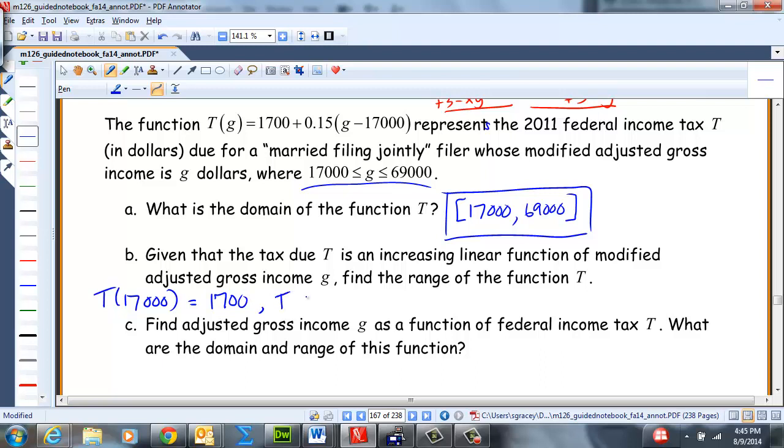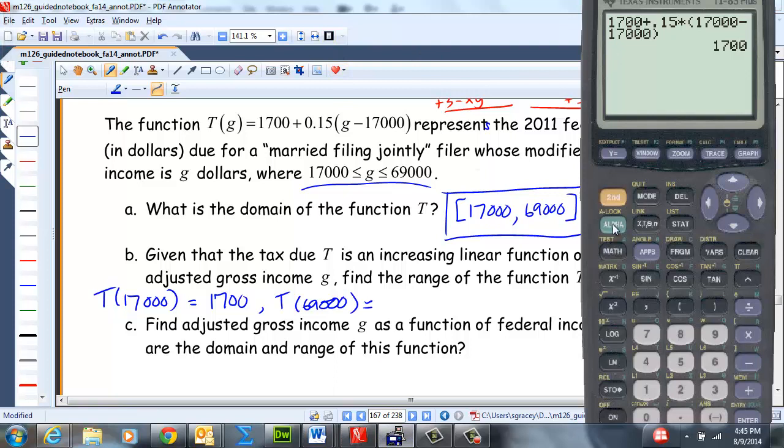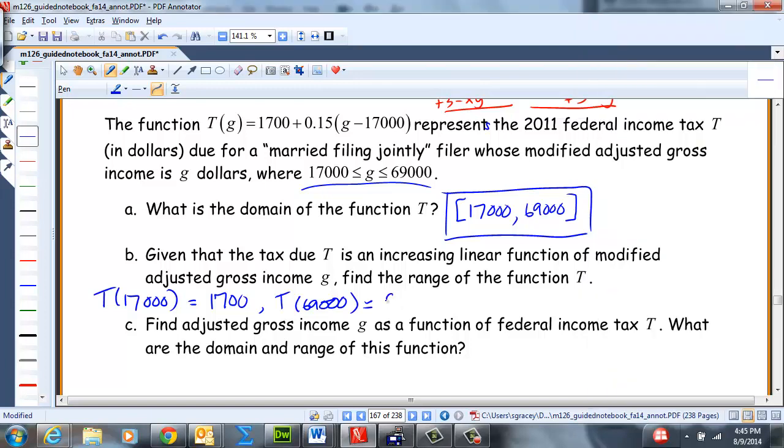And T evaluated at the right endpoint, which is 69,000, will be, so I'm just going to hit second entry, and then in for this one here, we're going to put 69,000. And we get 9,500. So the range is going to be from 1,700 to 9,500.